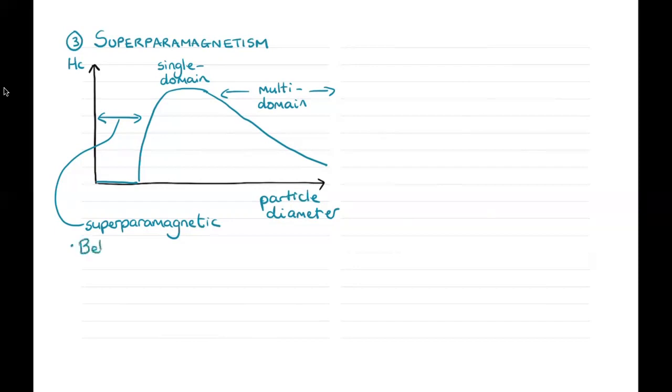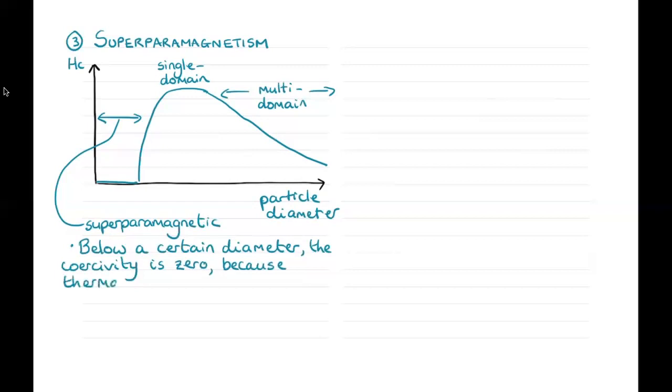And so below a certain diameter, the coercivity is 0, and the reason for this is that thermal effects are strong enough to reorient the magnetization.